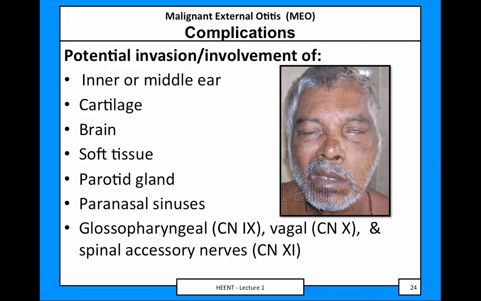Complications: potential invasion or involvement of the inner or middle ear, the cartilage, the brain, soft tissue, parotid gland, paranasal sinuses, and the cranial nerves: 9, which is glossopharyngeal, 10, which is vagus, and 11, the spinal accessory nerve.